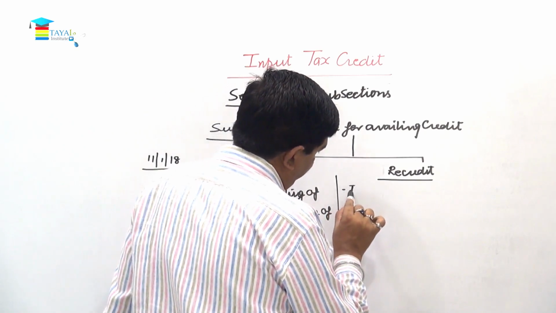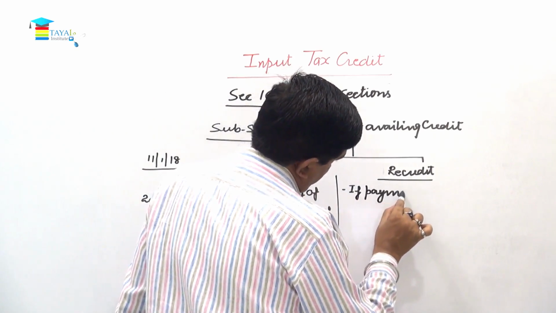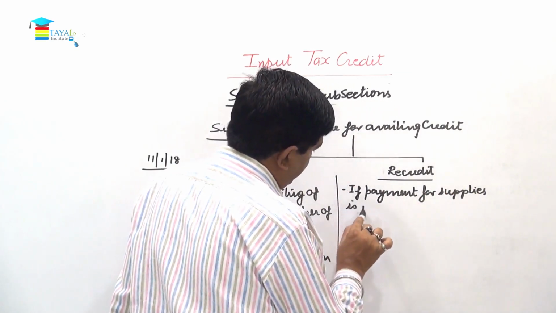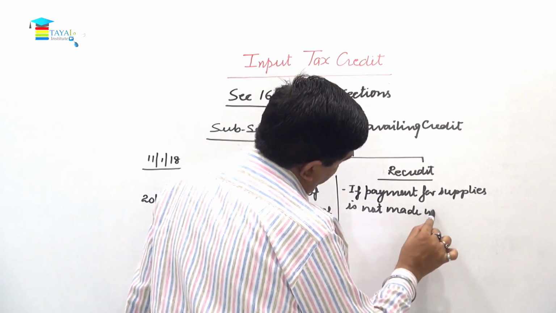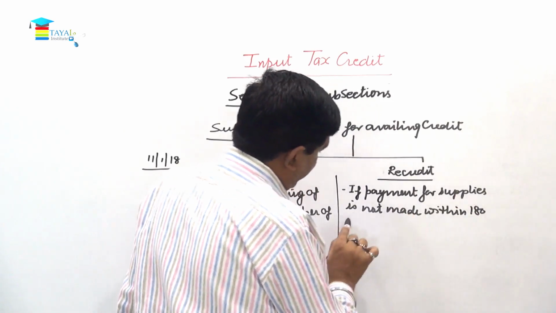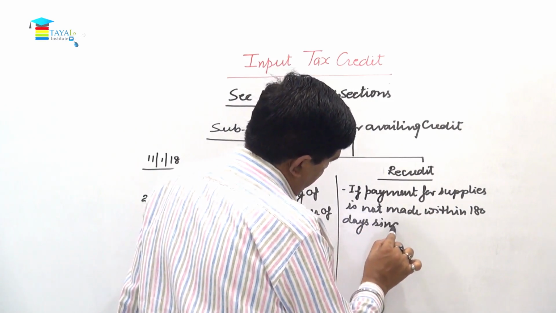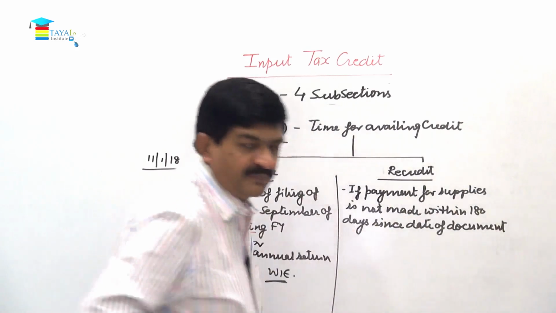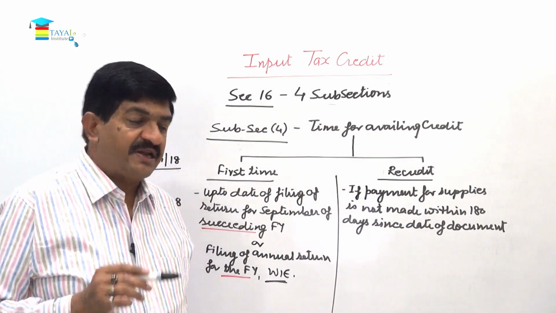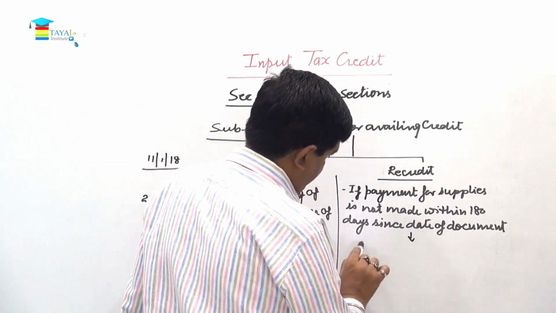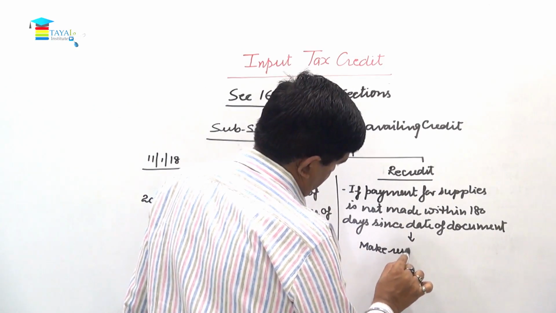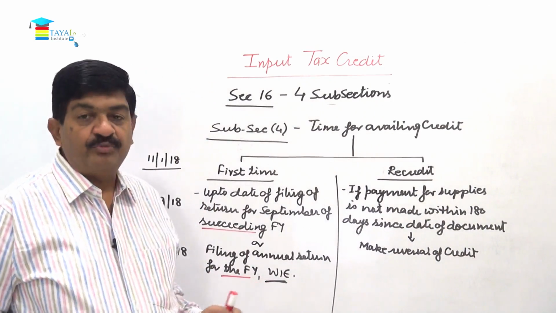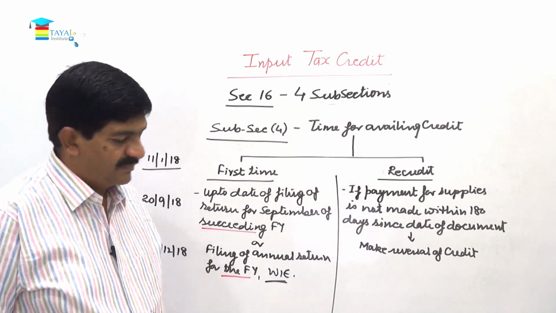So here it is, if payment for supplies is not made within 180 days since date of document. Which document? On the basis of which credit has been taken. What is required is to make reversal of credit. How the credit is to be reversed, that we are going to talk about in rule number 37, right?